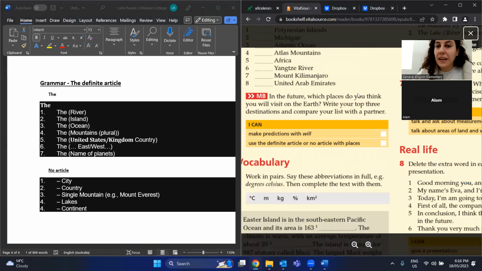So in the future, which places do you think you will visit on Earth? Write the top 3 destinations. Yes. Exception? What do you mean? Yeah, is it a name of a what? The Mediterranean Sea? Yes.